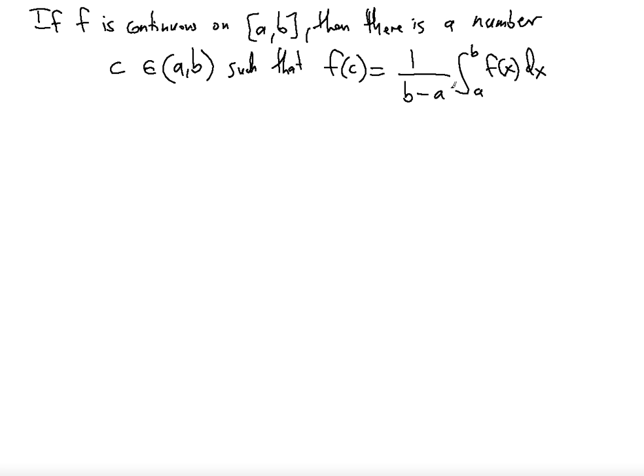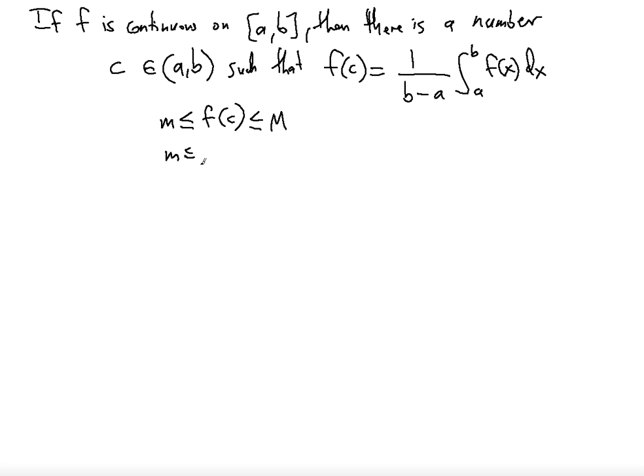Now notice that by the extreme value theorem, we must have the minimum value of the function. We can label it as m, which is going to be less than or equal to the average, which we label as f of c, which is less than or equal to the maximum value. So the average must lie between the minimum and maximum values. That should be clear. So now let's substitute this in.